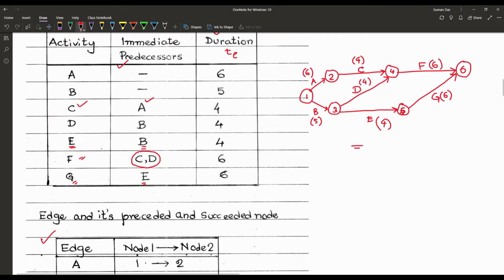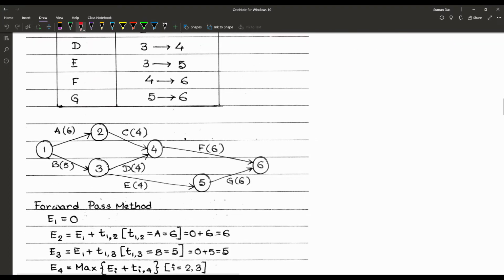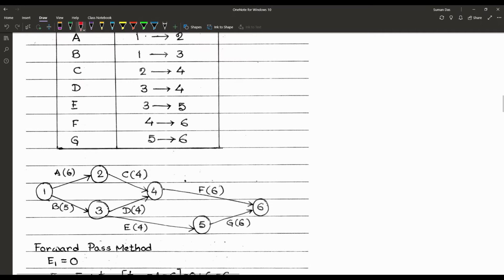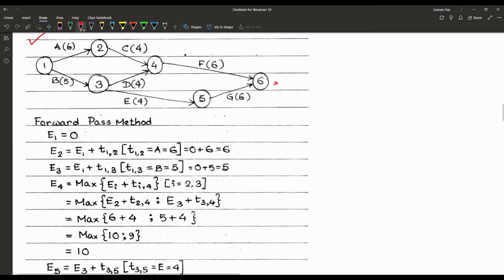Now look at the diagram once again. Okay, and that is our network diagram, that from node 1 to 2, 3 using activity A and B, C, D, E, F and G, these activities are, and the final node is the 6. Now we will use the forward pass method.